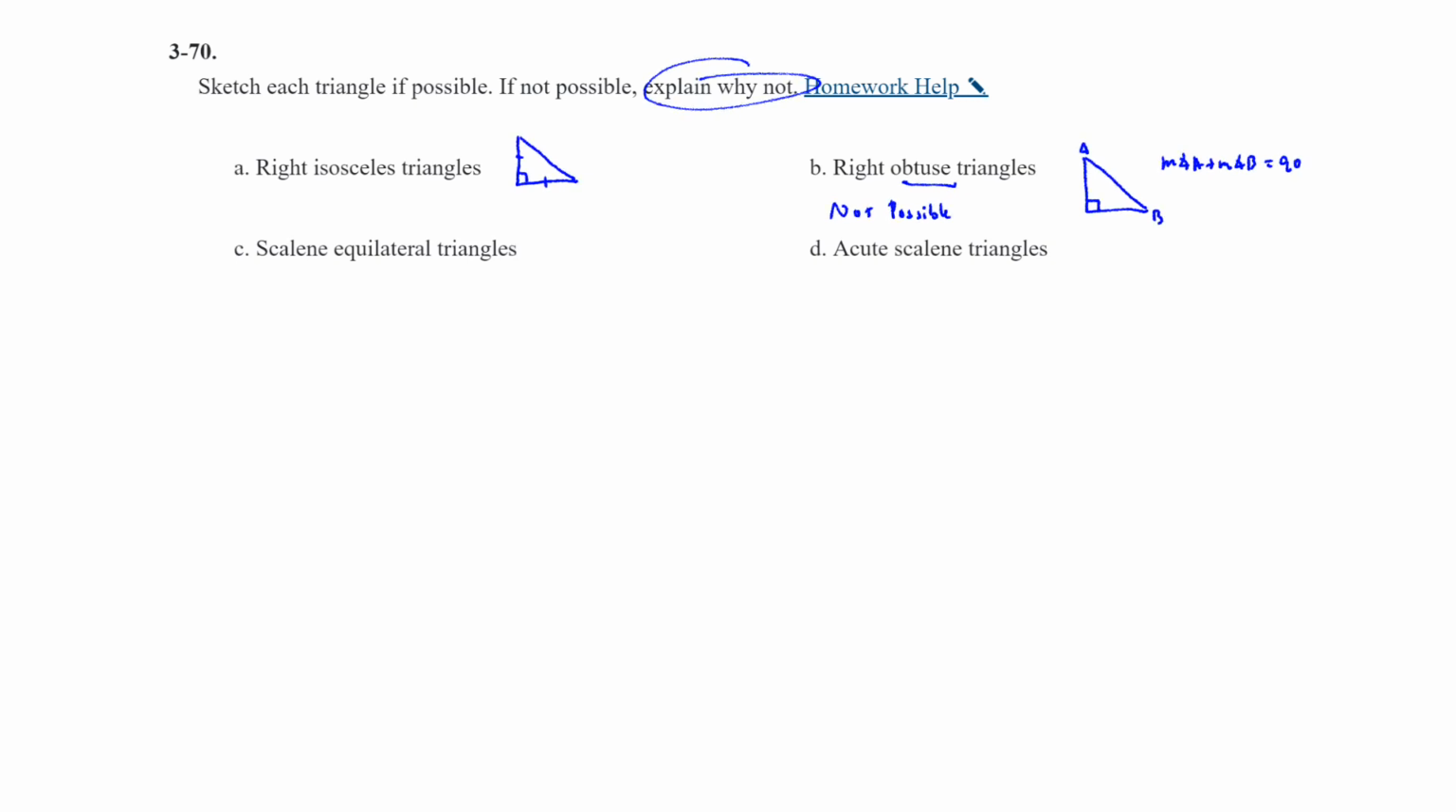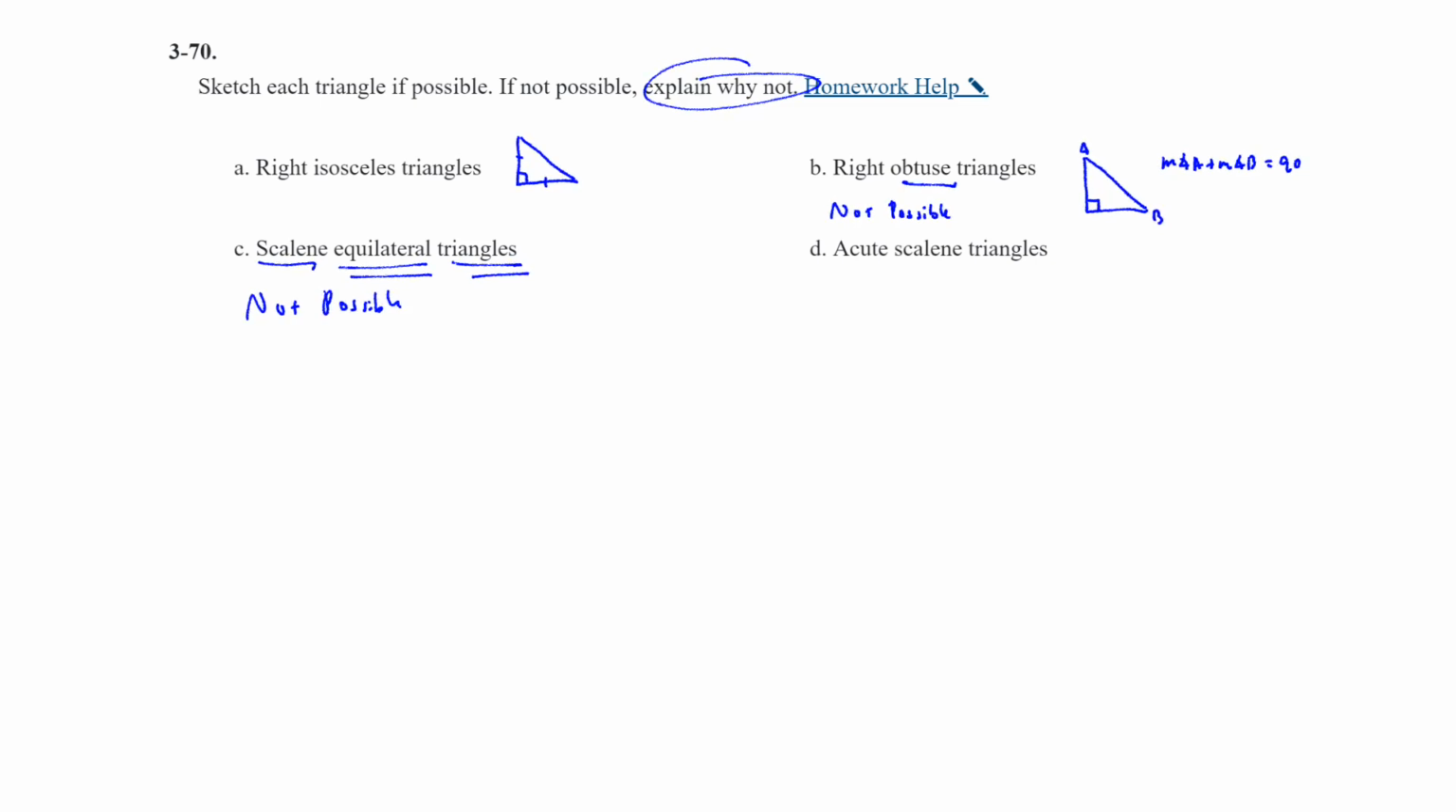On C, you got a scalene equilateral triangle. Not possible because equilateral means all the sides are the same, and scalene means that none of the sides are the same, so you can't have both things happening on that particular example. So once again, not possible. And that's really understanding what a scalene triangle is and what an equilateral triangle is.